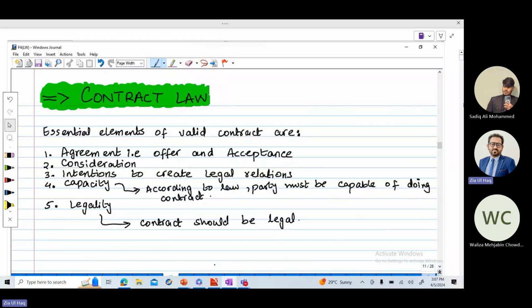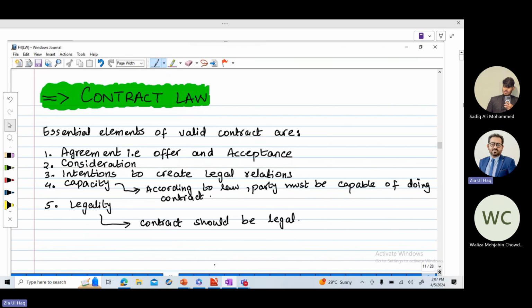Important chapter from examination point of view. Probably you will face a minimum 15 marks paper from this chapter. It's a long chapter. Obviously, we will not be able to complete it in one class. It's a long chapter and important from examination point of view. So let's discuss what is contract.